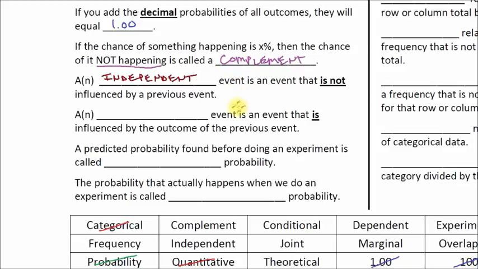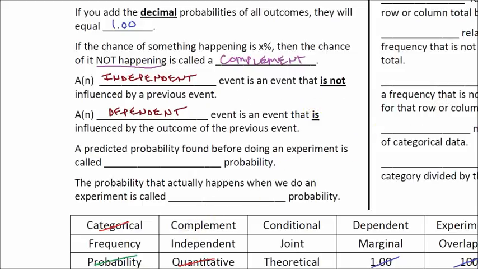And the next one is a blank event is an event that is influenced by the outcome of the previous event. So now you're doing something like picking a card out of a deck and not putting it back in. That means the probability of the second event happening is influenced by the first event. Those two events depend on each other and they are dependent.